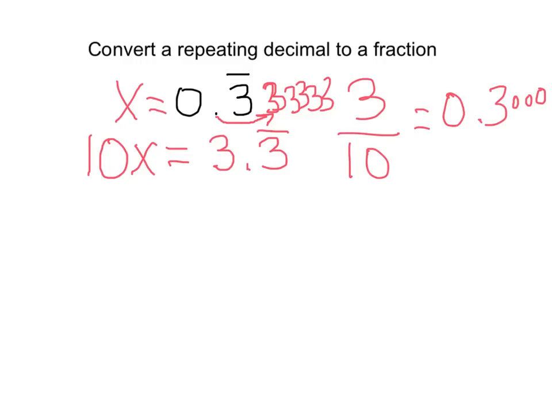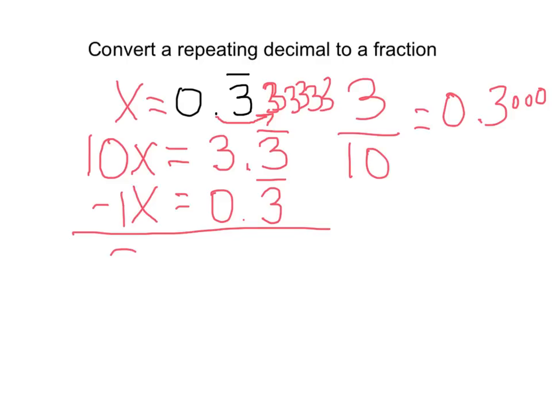Okay, so now I can do this nifty little trick. Watch this. I can now subtract the x from 10x. And x equals 0.3 repeating. So I now set up an equation which allows me to subtract, and notice what happens. Well, 10x minus 1x, that equals 9x. And then here, when I go to subtract these decimals, the repeating part of the decimal subtracts itself out. 0.3 repeating minus 0.3 repeating is 0, and so I have 3 minus 0, which is just 3.